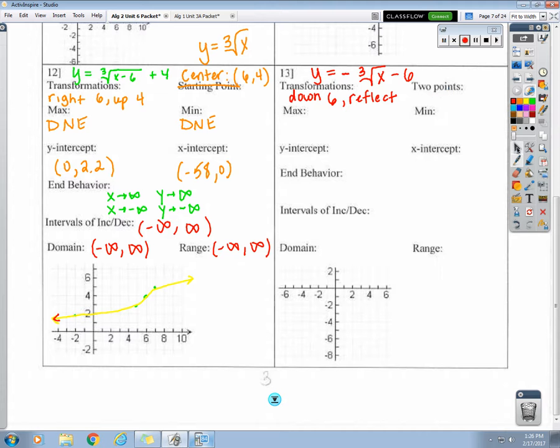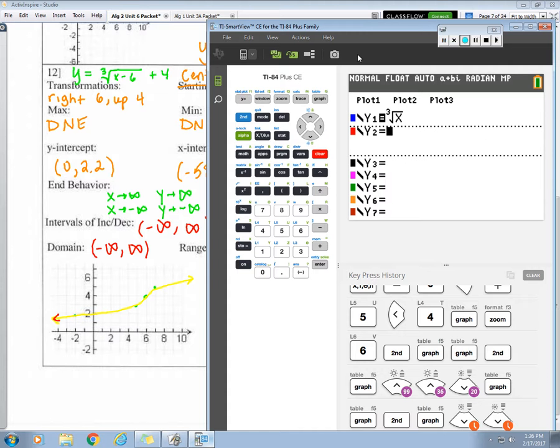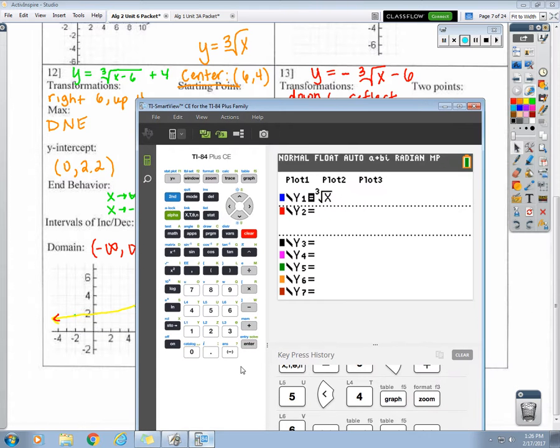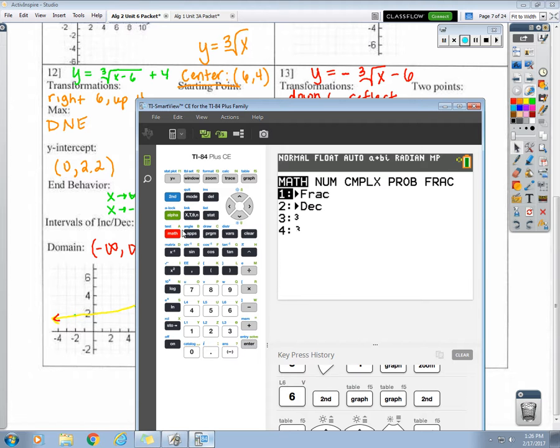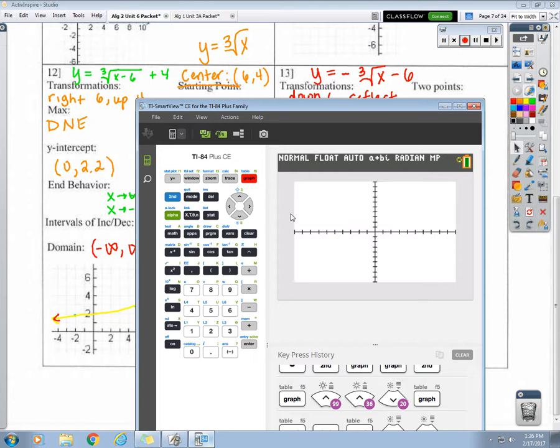Okay, so now let's graph it. Keep in mind the blue one is the parent function. The red one is the one we're looking at, so we can compare. Negative cube root, so math number 4, we'll pull up a cube root of x, and then minus 6 on the outside. We already said we know that minus 6 is going to cause our red function to go down 6, and it did. And see how it reflected? Instead of going up from left to right, now it's going down from left to right. And that was caused by that negative out front.